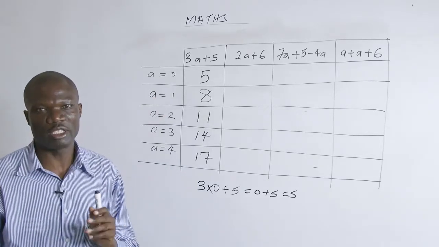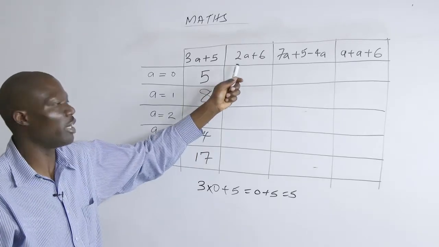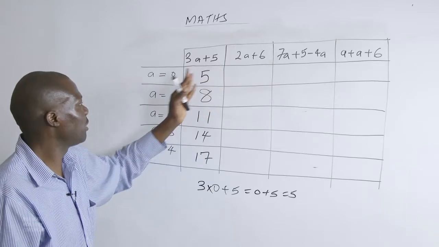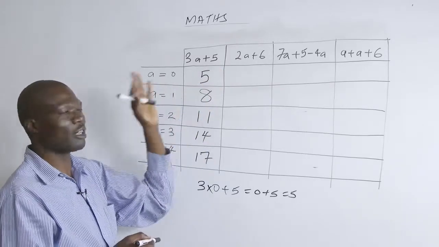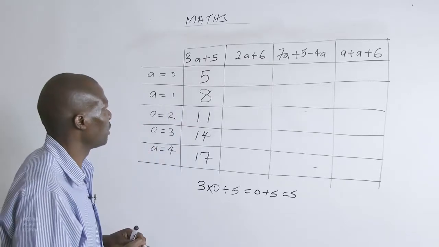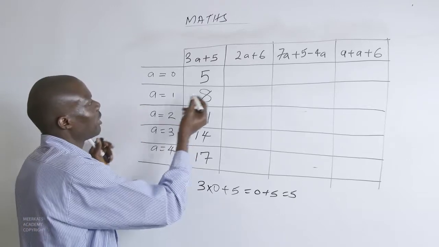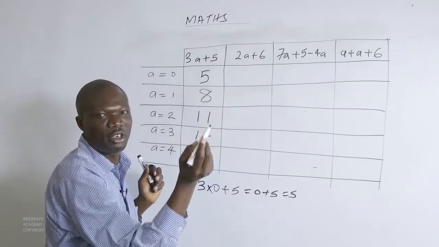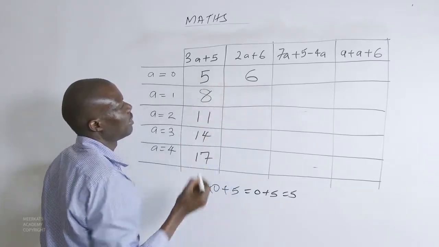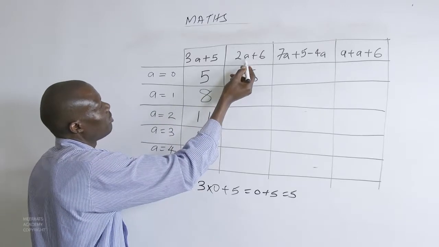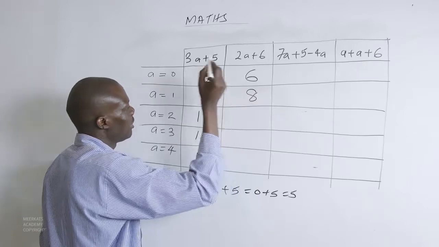Let us move to the second algebraic expression, where we have 2a plus 6. Again, this is the way we substituted in the first expression. We do the same in the second expression. So 2a plus 6, for the first part, is 2 times 0, which is 0, plus 6. This one will give us 6. Then 2 times 1, when a is 1, is 2 plus 6. This one will give us 8.